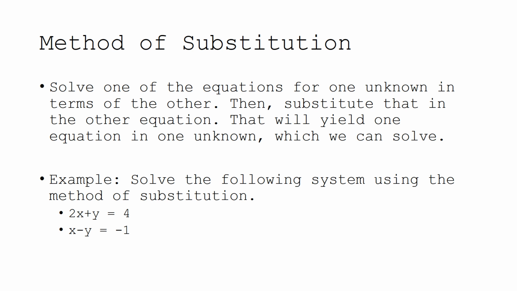So let's start with the method of substitution. With the method of substitution, let's assume that we have two equations like these. What we're going to do is use one of the two equations to solve for one variable as a function of the other variable. So here I can solve for x as a function of y. So I can write that x is equal to (4 minus y) over 2.